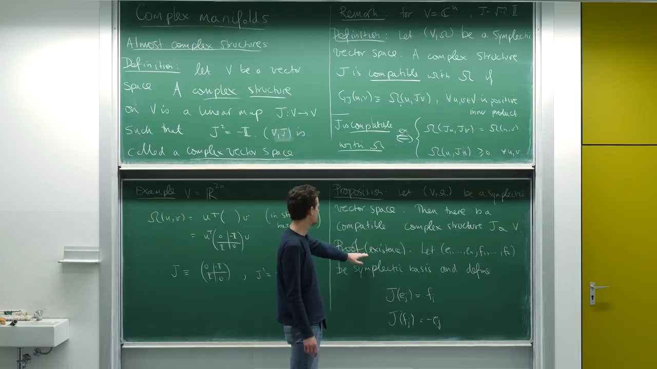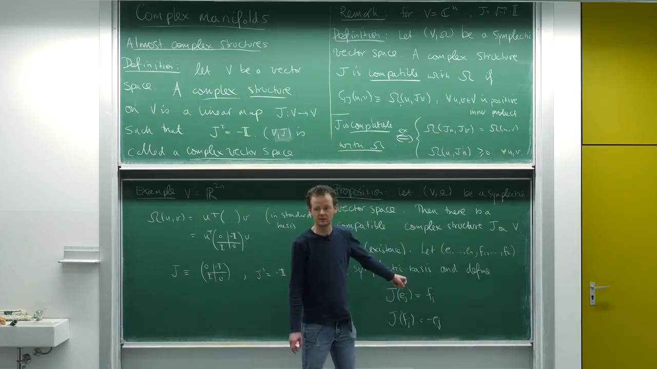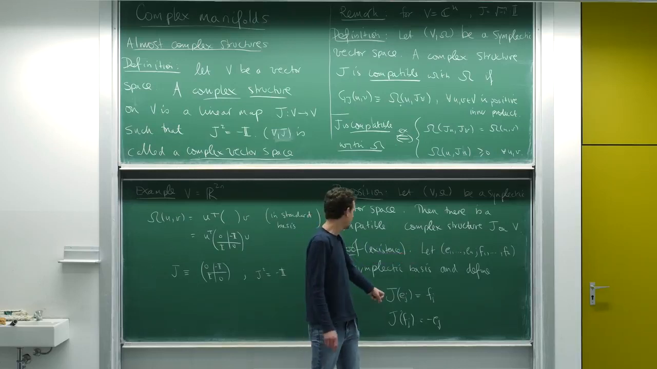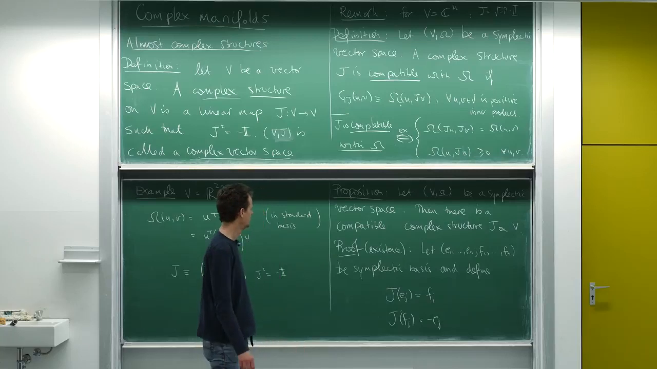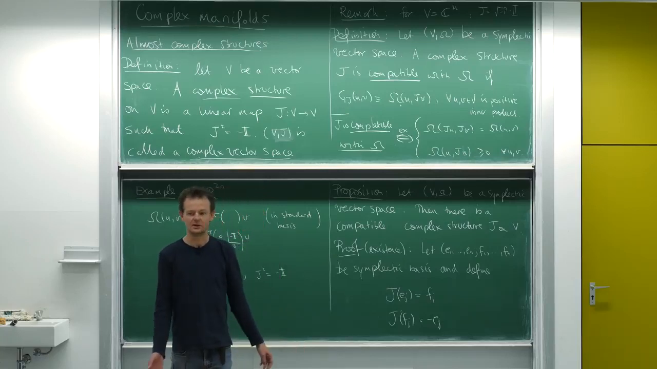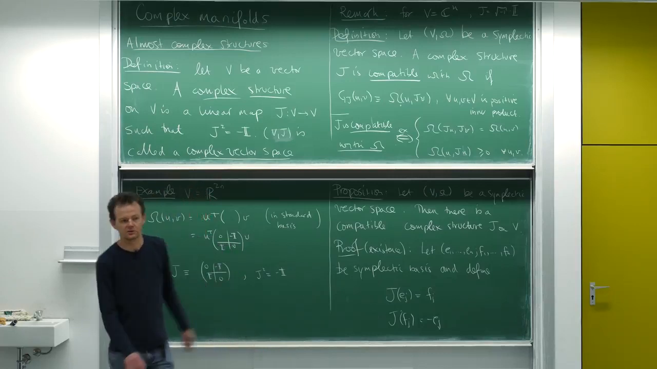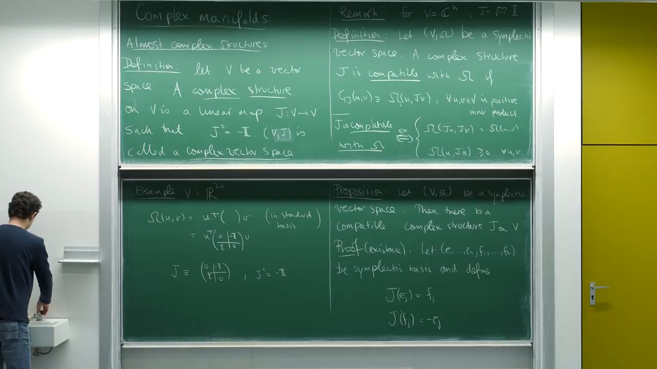How do you build it? Well, just find firstly a symplectic basis. There always exists one. And then define J just like that. J on E gives you F, J on F gives you minus E. So if you square J, you get minus the identity. So that's a complex structure, and it's certainly compatible with the symplectic form.